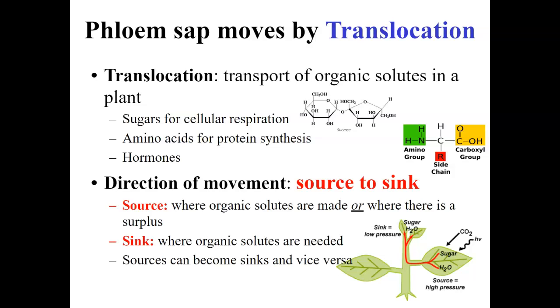We are moving organic solutes throughout the plant. This means that it's going to be anything made directly by the plant. This would include sugars that were made in cellular respiration. It would include bigger sugars like sucrose that need to be moved for use in cellular respiration. Amino acids that are going to be used to make a protein will be moved by translocation through the phloem sap. And then any other protein that's made by the plant, including hormones, would also get moved through the phloem sap by translocation.